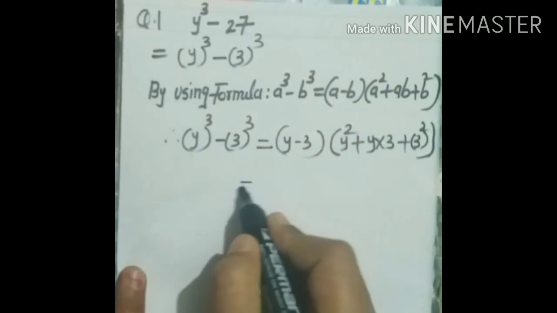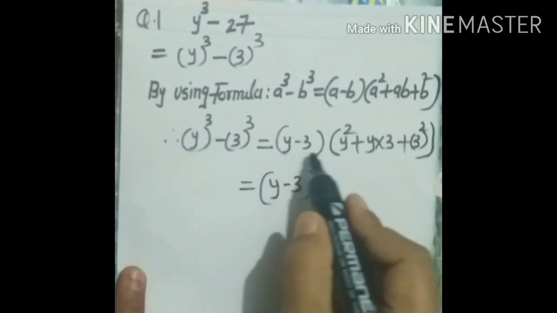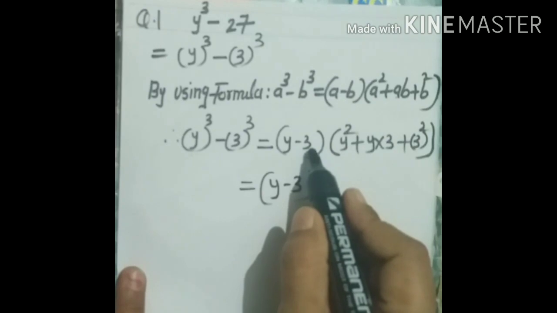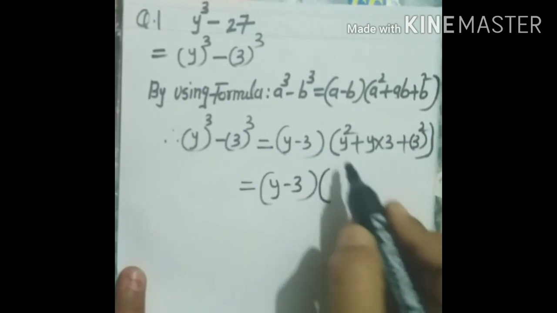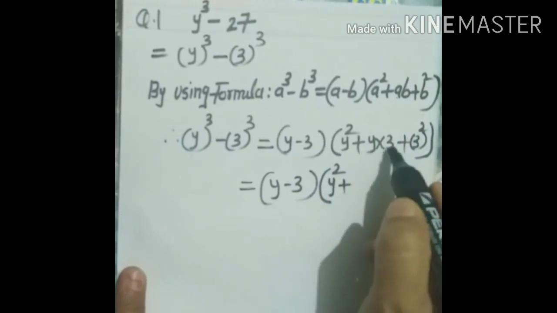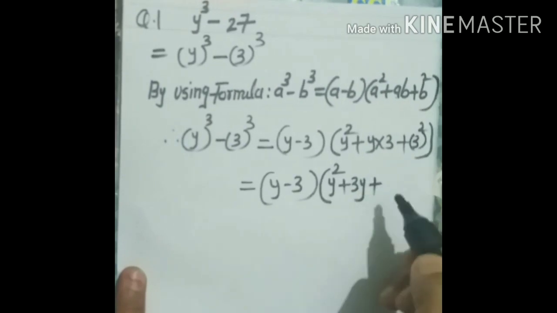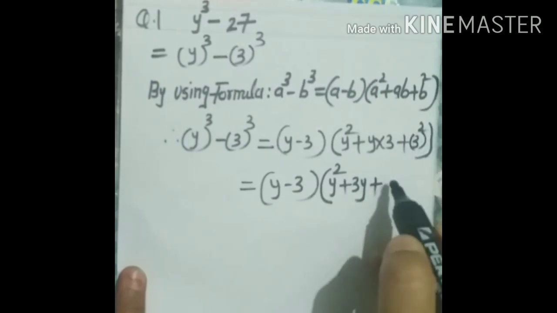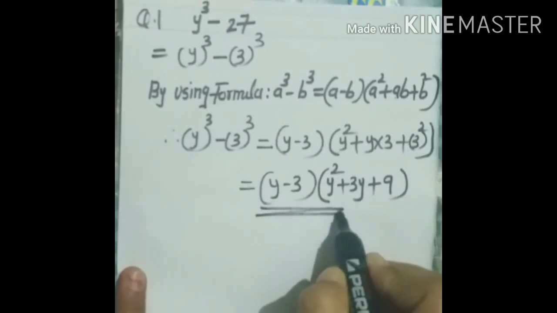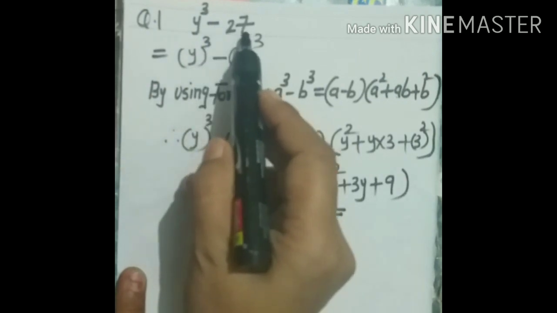Now we have to solve. y minus 3 we keep as it is. We can't do anything because these two are unlike terms. Now the next bracket: y square plus y into 3, 3y, plus the square of 3, which is 9. These two are the factors of the given expression y cube minus 27.